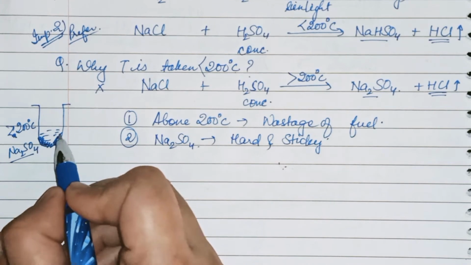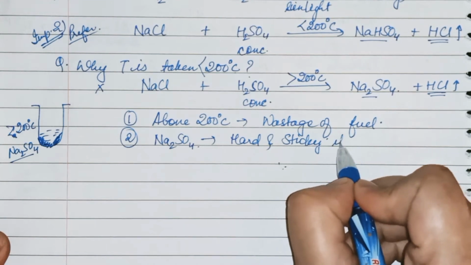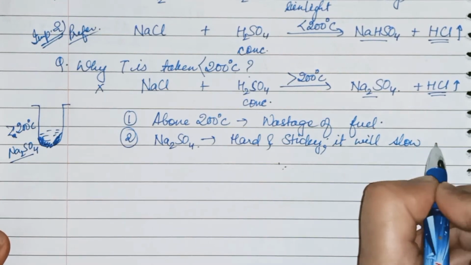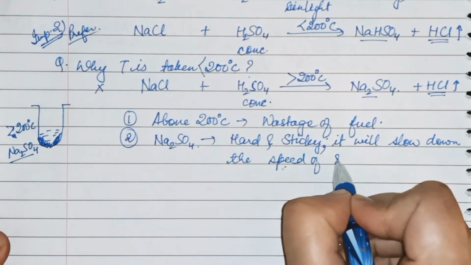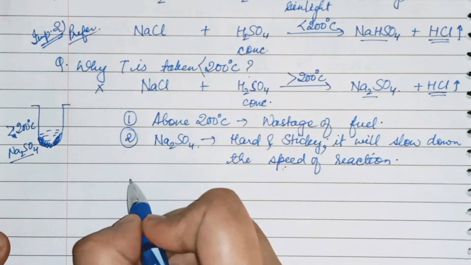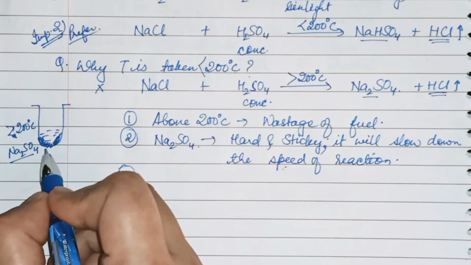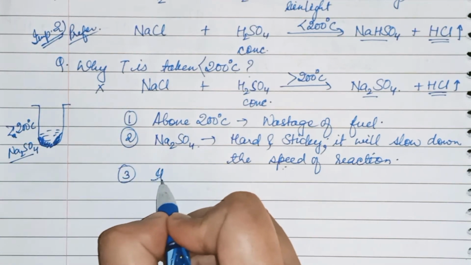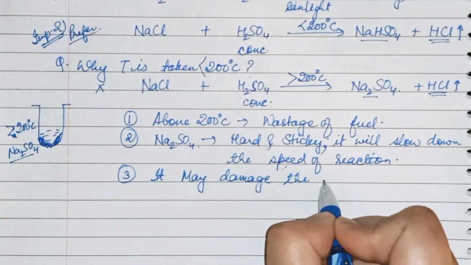It will stick to the surface of the glass apparatus. The second point is that it will slow down the speed of the reaction. So that's why the temperature is not taken above 200 degrees Celsius. Now the third point is that if it is getting deposited on the glass of the apparatus, it may damage the apparatus.